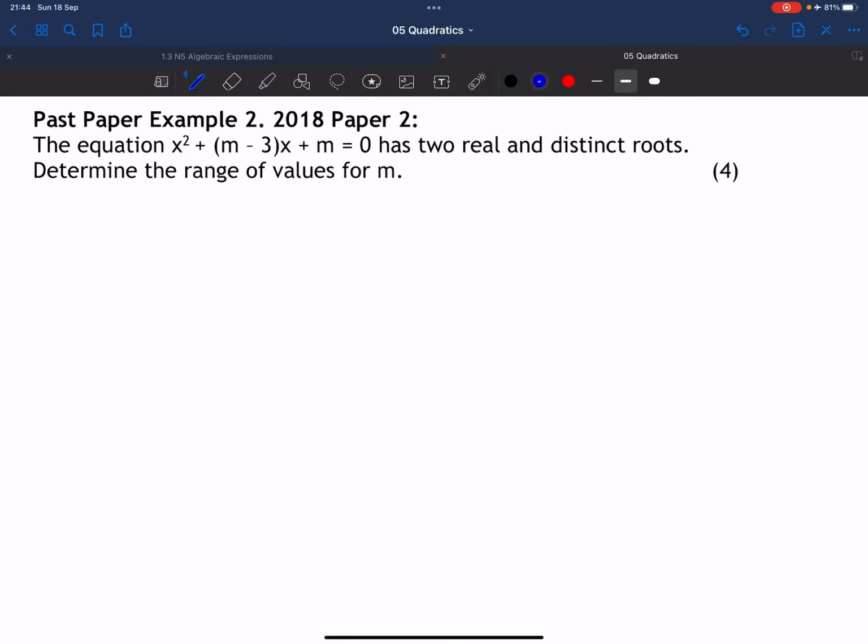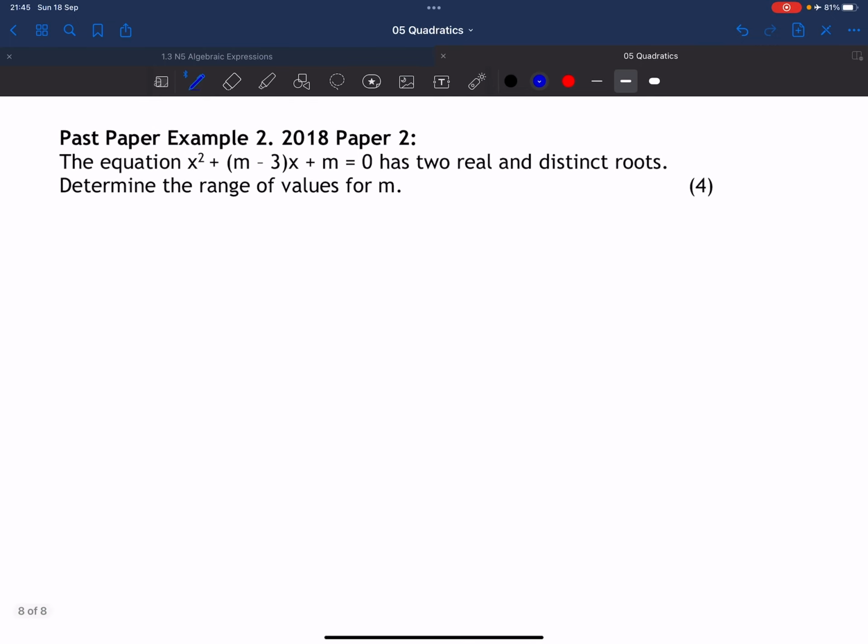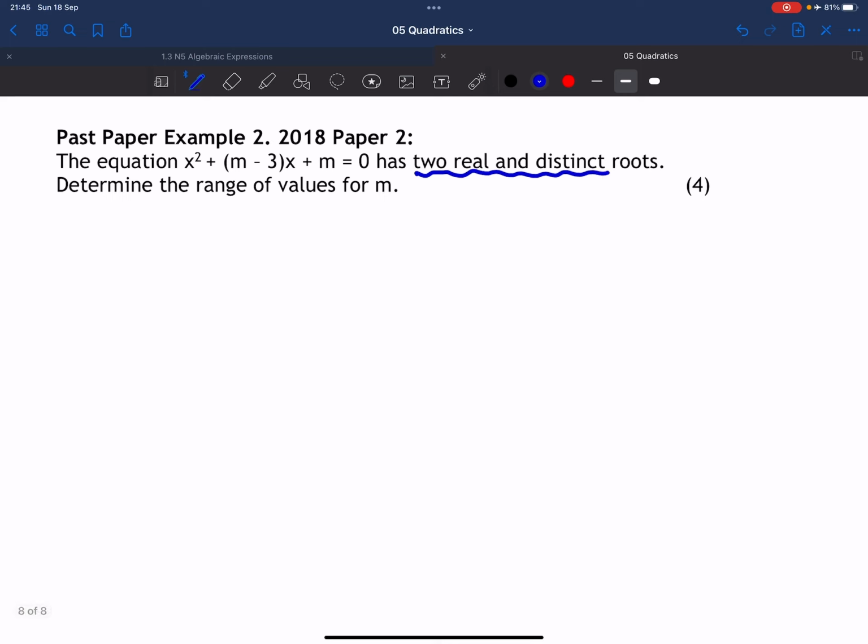Okay, in this video we're going to take a look at past paper example 2 of quadratics. The equation x squared plus (m minus 3)x plus m equals 0 has two real distinct roots. So before I go any further, I'm going to underline "two real distinct roots", because for me that tells me something about the discriminant. That tells me that my discriminant b squared minus 4ac is greater than 0.